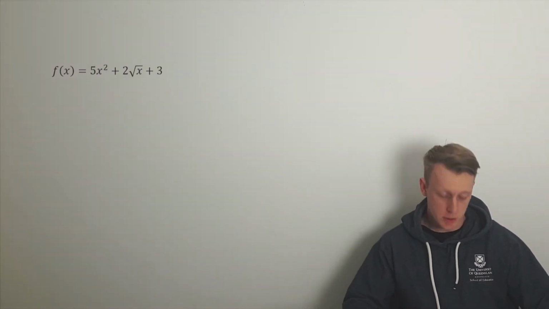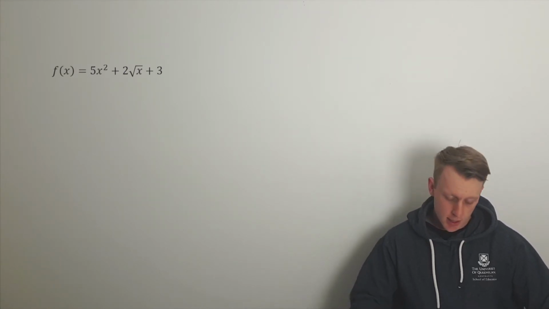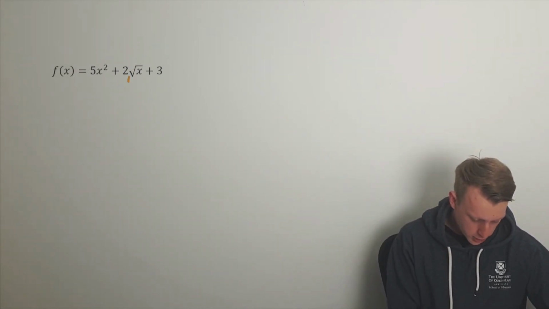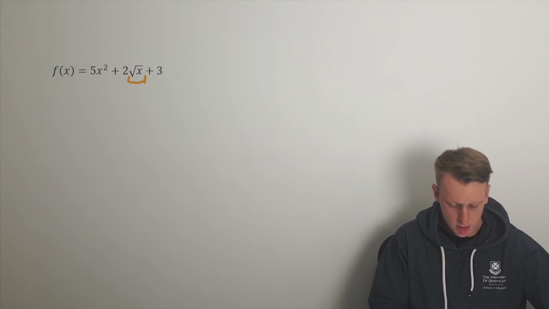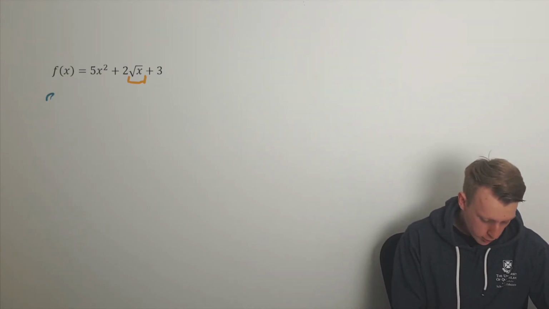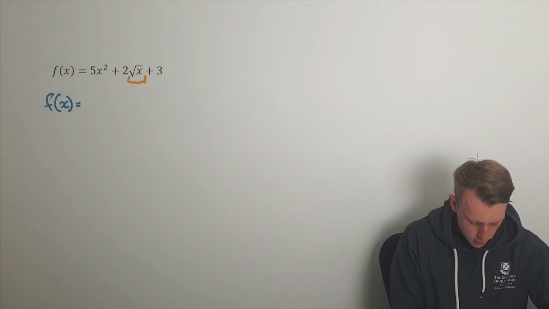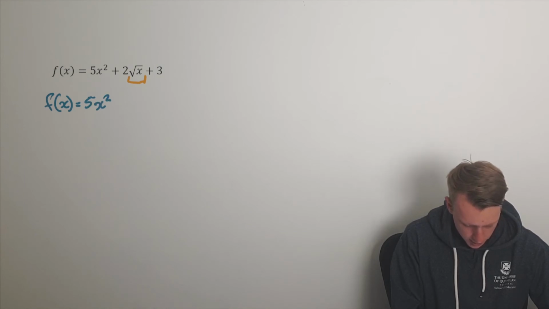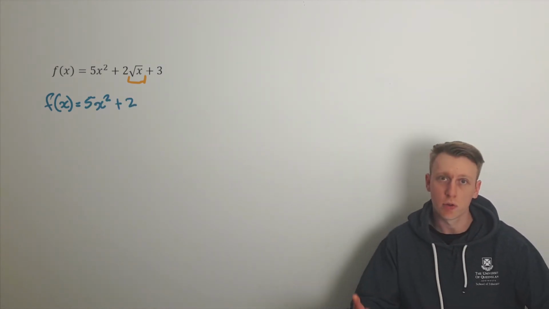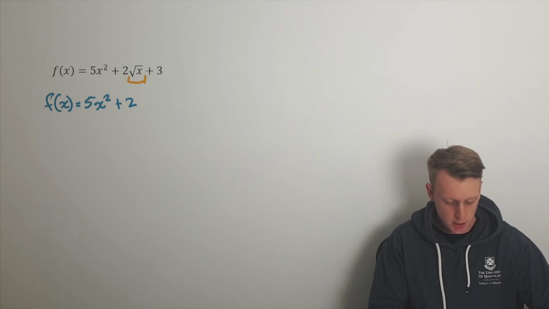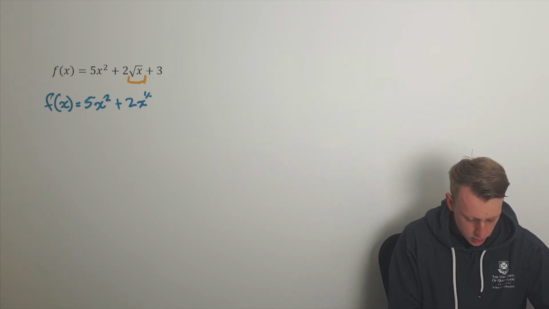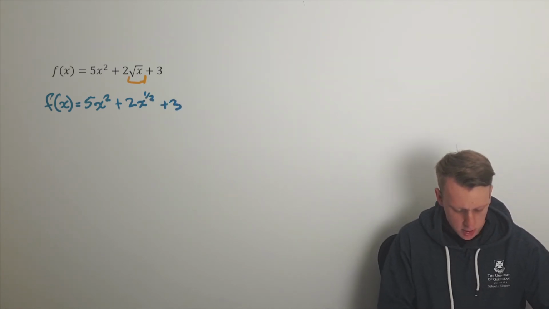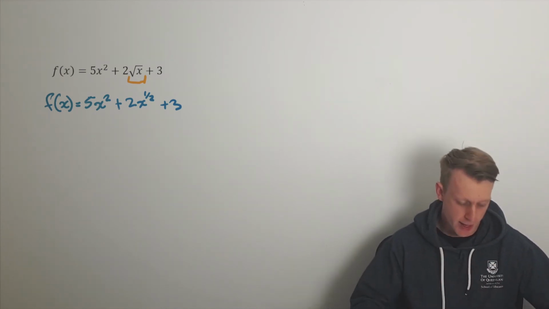Suppose we've got a function that looks like this. Only trick here is that we have got one of the terms which has the square root of x. No tricks here. I'm just going to rewrite the function. However, instead of expressing it as 2 square root of x, I know that when I square root something, that is taking it to the half power. So I'm going to rewrite it like this so I can apply the power rule.